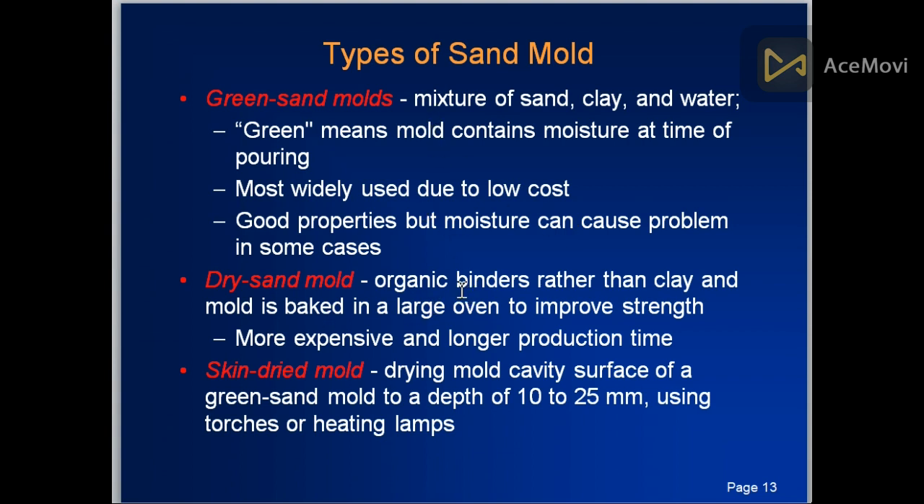Dry sand mold: organic binders are used rather than clay, and the mold is baked in a large oven to improve strength. These molds are more expensive and have longer production time. Skin dried mold: drying the mold cavity surface of a green sand mold to a depth of 10 to 25 millimeters using a torch. Basically, in this we provide heat to the sand mold.